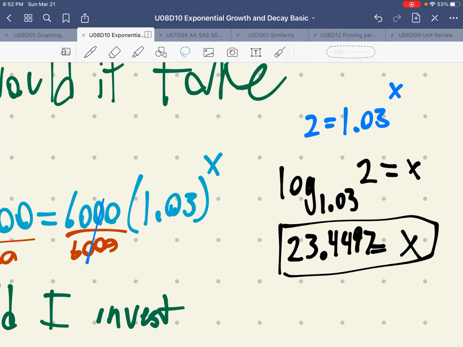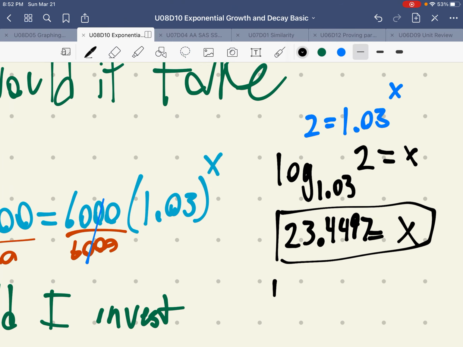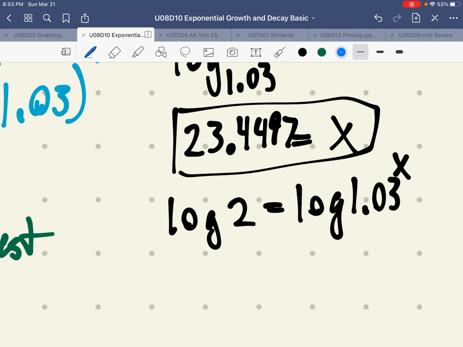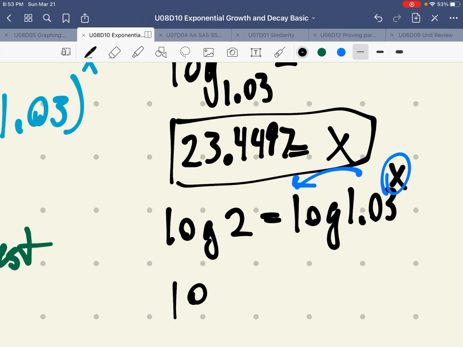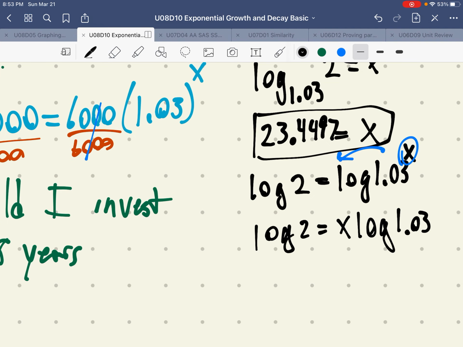We also could have done this using the laws of logarithms that we've covered in a previous class. One of the things you're allowed to do is write log on both sides of your equation. So you can write log 2 is equal to log 1.03 to the x power. We're actually going to use the power rule to move the exponent out as a coefficient. We're going to get log 2 is equal to x log 1.03. And then we are going to divide both sides by log 1.03.